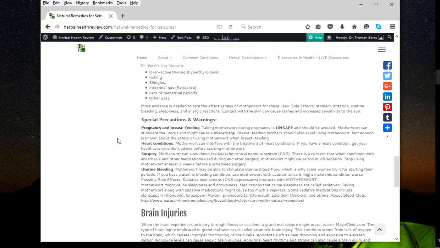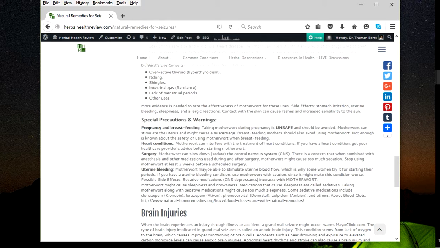Motherwort and heart conditions: motherwort can interfere with the treatment of heart conditions. If you have a heart condition, get your healthcare provider's advice before starting motherwort. And surgery: motherwort can slow down and sedate the central nervous system, the CNS. There is a concern that when combined with anesthesia and other medications used during and after surgery, motherwort might cause too much sedation. So stop using motherwort at least 2 weeks before scheduled surgery.